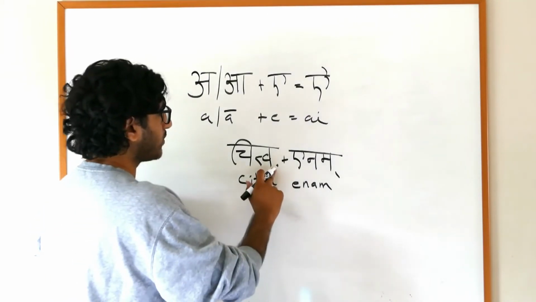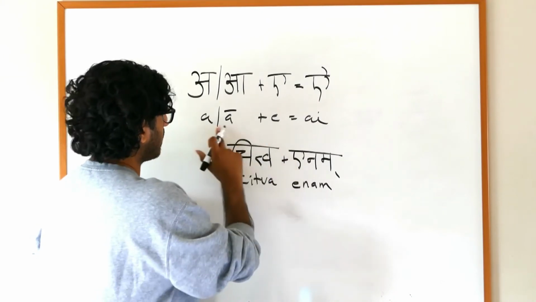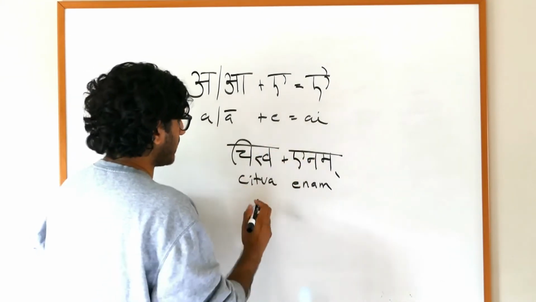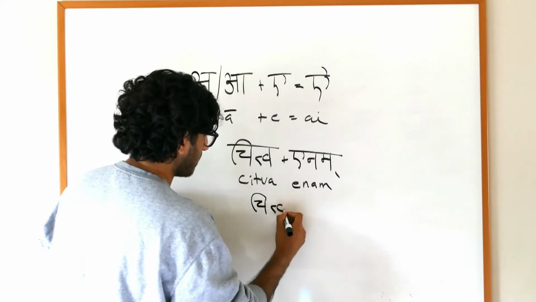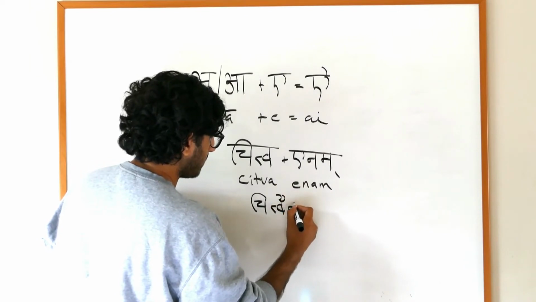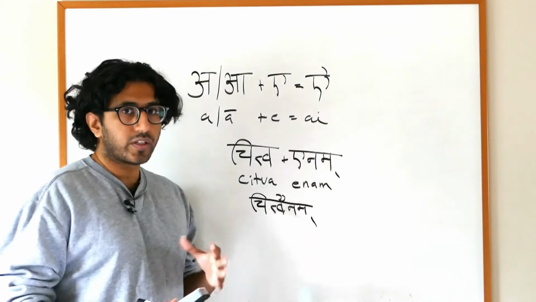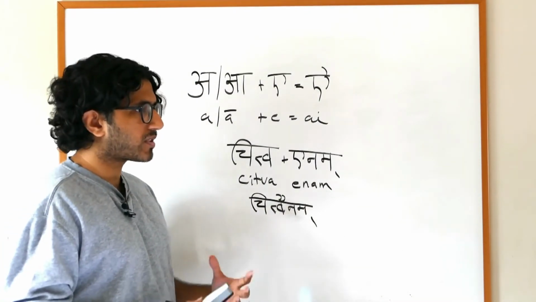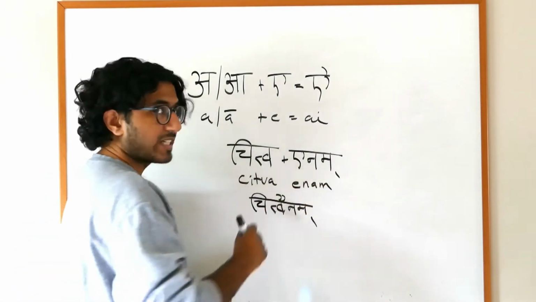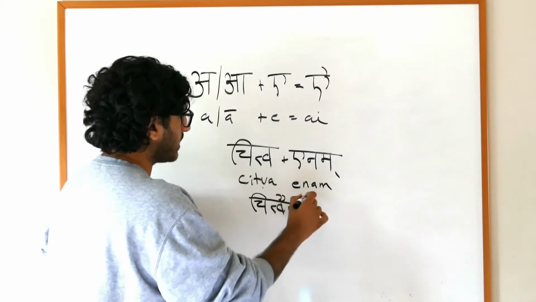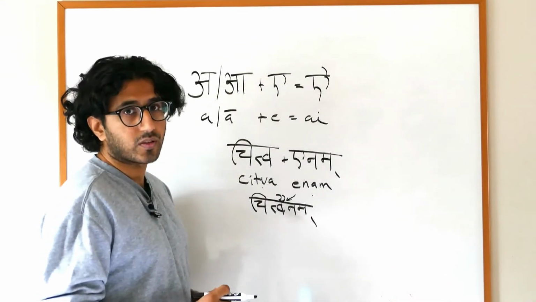So here, we remember a or ā plus e is here. A here plus e, you're going to form ai. So it's going to change into chitvainam. When you see this word in a text, you're like, whoa, I don't understand what this is. When you start to understand that you could break these things down, then you'll identify each of these words, you'll notice a sandhi is here, and then you'll break it into its component parts.